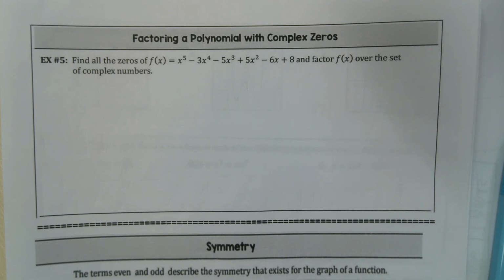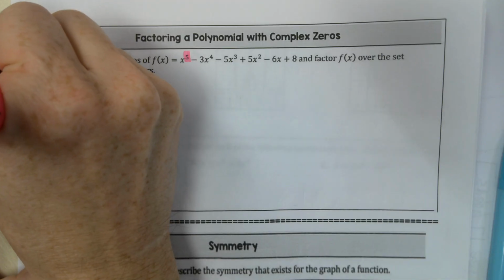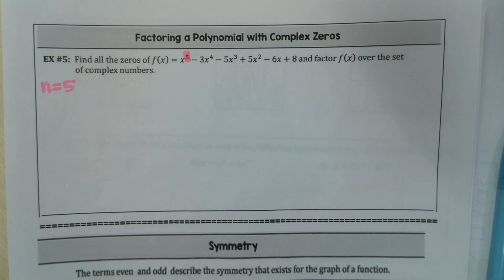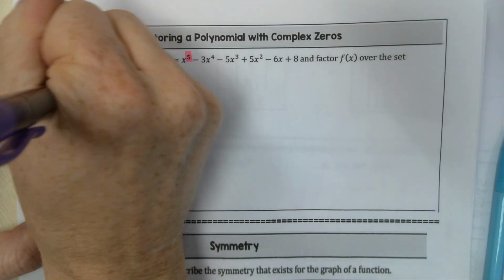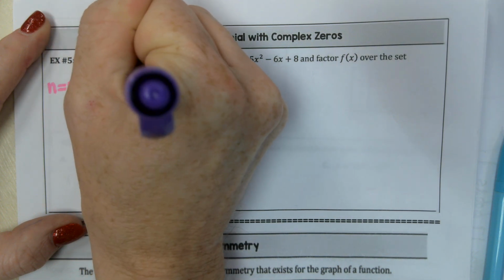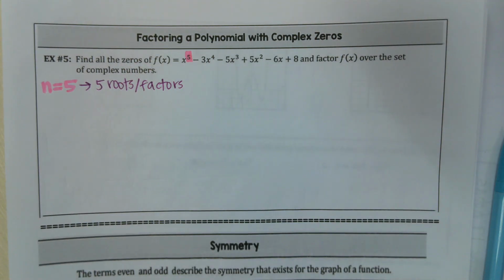Right here, I am given a quintic polynomial. That's an x to the 5th power function. So the first thing I'm going to do is say n equals 5. So that tells me that I should have 5 roots and factors. Now, I am asked to find all the zeros, which are my roots. I am asked to also factor it, over the set of complex numbers.